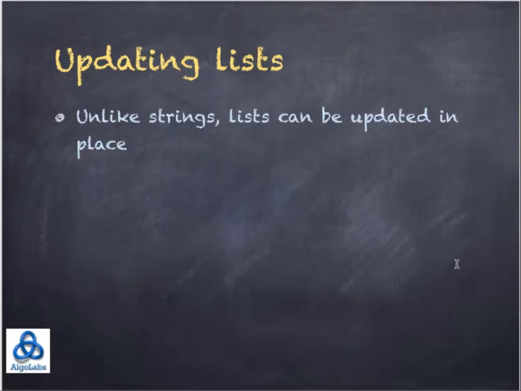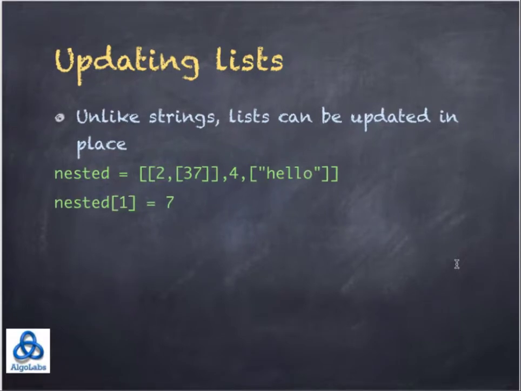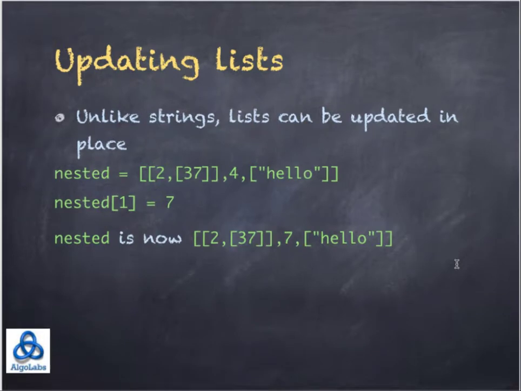Though we did not mention it, you cannot take a position in a string and change its value. Strings are said to be immutable. For lists, however, you can do this. We can take a list of this form and change the value at position 1 from 4 to 7. So now we have a new list which is changed in this way: the first and the third elements are the same, but the second element has become 7.